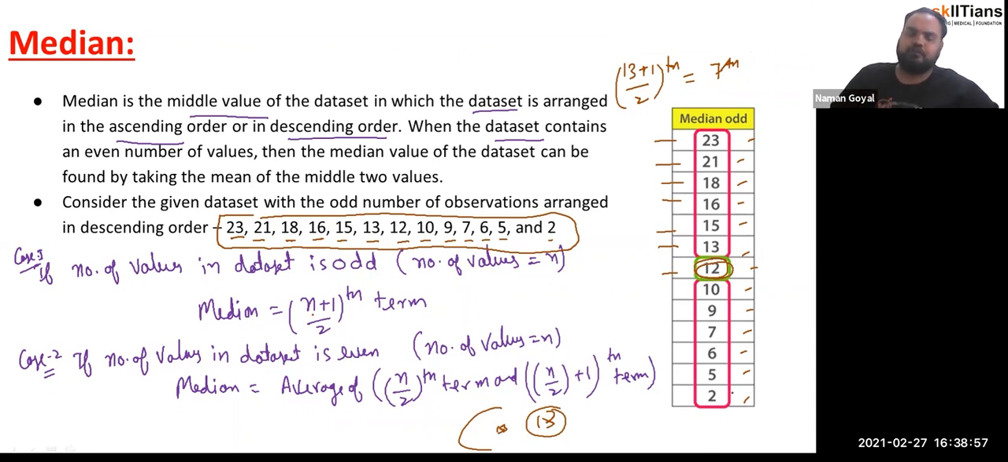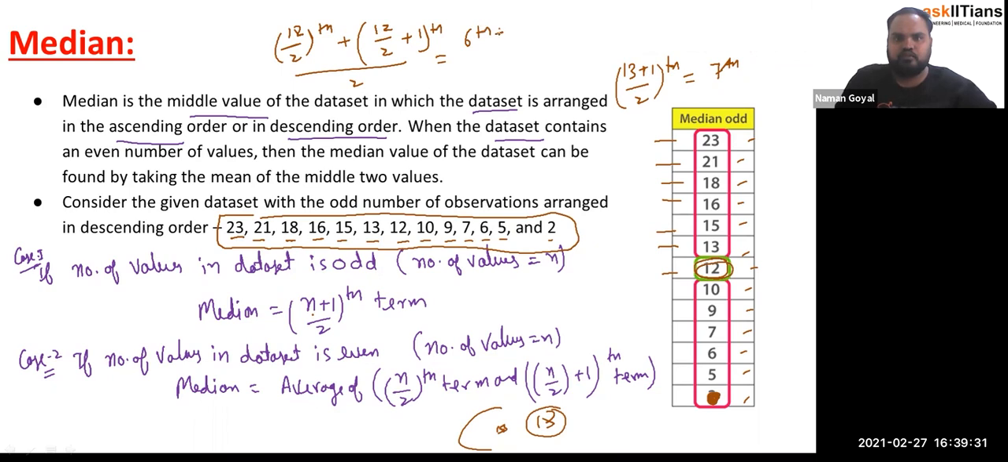Okay, if the number of terms is even, let us assume I remove this 2 from this data. How many terms are there now? 12 terms are there. So what is the median? The mean of the 12 by 2th term plus the 12 by 2 plus 1th term, upon 2, is the answer. So 12 by 2th, meaning the 6th term, plus the 7th term, upon 2.